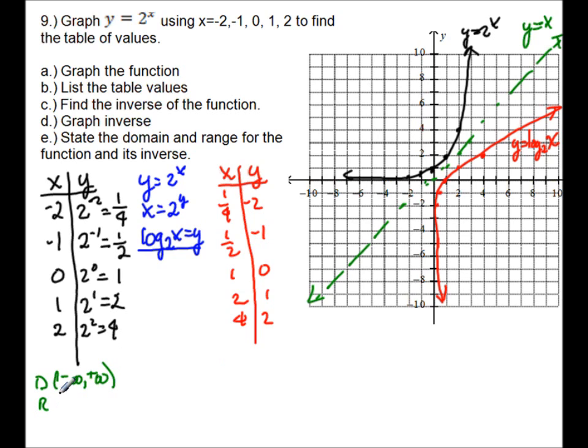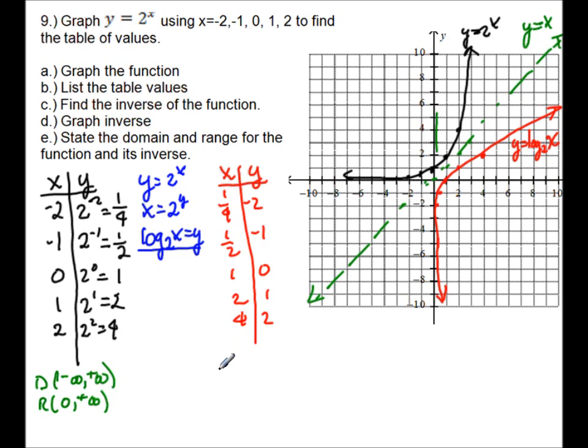The range is, as we go up, our y values continue to go up, and there's no values that we're going to exclude. But then as we go down, notice that as we go down, our values get closer and closer to 0, but they're never going to be 0, and it's not going to go past. So our range is everything above 0. And that's what we put down.